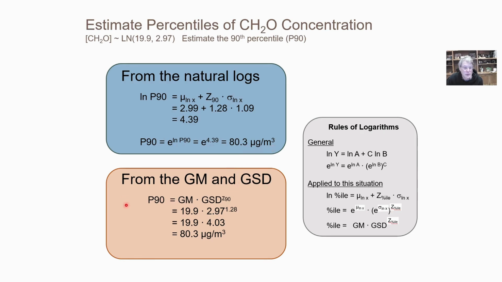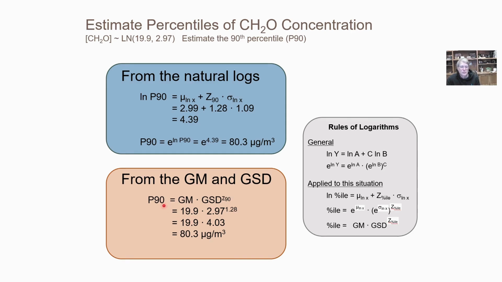We can also, as I said, estimate this from the geometric mean and GSD directly. P90 would be equal to the geometric mean multiplied by the GSD, which has been raised to the power of the z-score that goes with the percentile we're interested in. Shown here is the 90th percentile, and the z-score is 1.28.